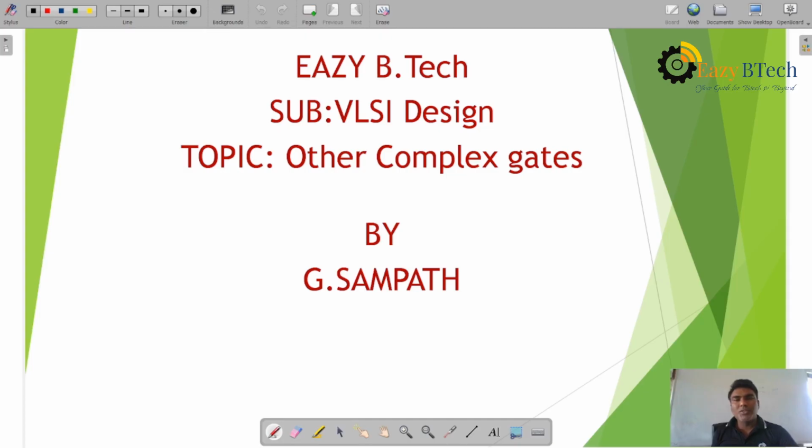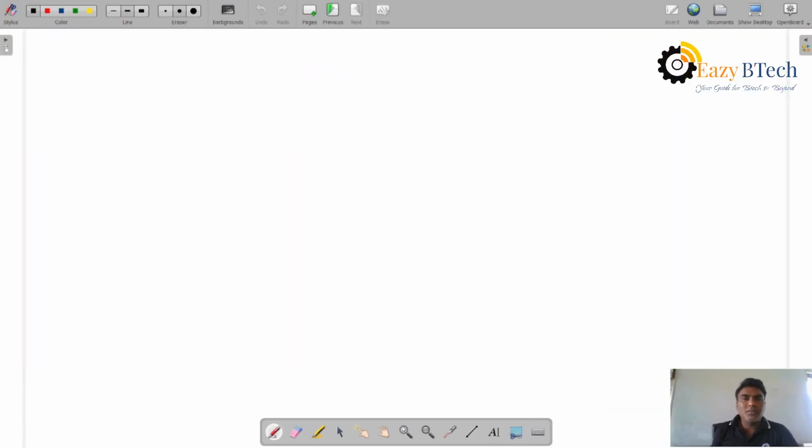Today, we are going to discuss the topic other complex gates. So what are the other complex gates? Let us see. You can see the other complex gates.